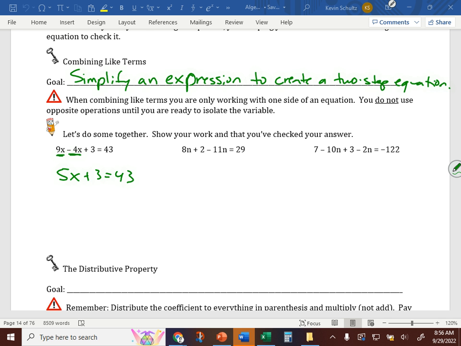But now we're at a 2-step equation, aren't we? Yay, what do we do? Yeah. Subtract 3, again, opposite operations to move it over, because 5x has to equal 40, so that when we add 3 to that, we get to 43, right? That's why we subtract 3.